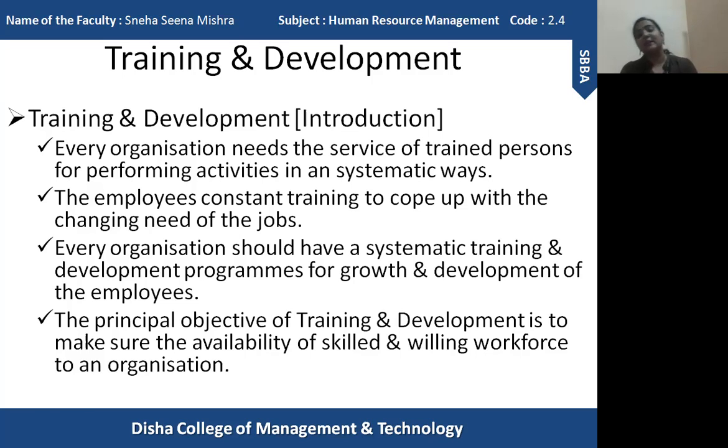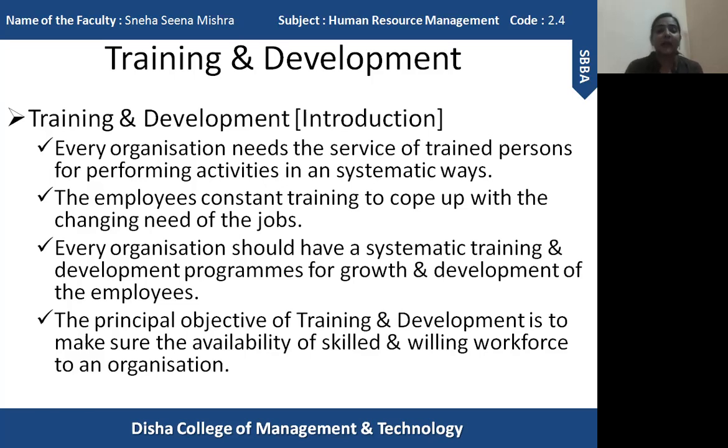So every organization requires the service of trained persons. Why are trained persons required? Because they can perform the activities under their job in a systematic and proper manner. That is the most important thing. For whatever job you are appointed, you must be capable of doing all the activities and tasks assigned to the job. And for doing that, every candidate, every employee must get some kind of training: the step-by-step process of performing an activity, the techniques, the methods to be used, the training aspect.